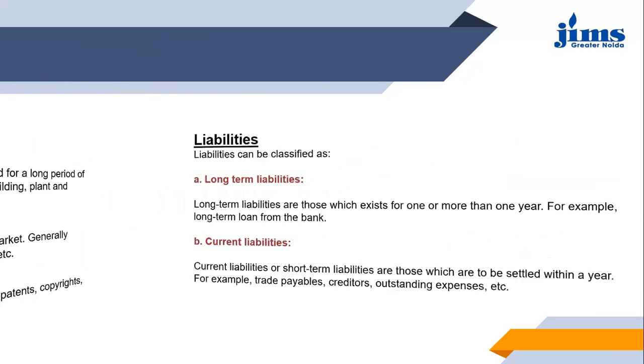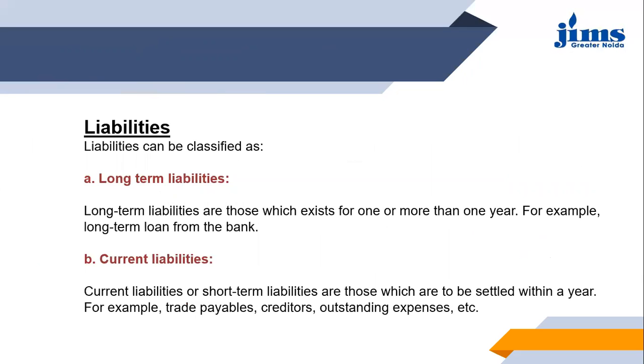Then we'll come to the liability side. Liabilities also have two major bifurcations, because liability we cannot find in an intangible form. So liabilities can be long-term liabilities or short-term liabilities, or call it current liabilities. Long-term liabilities are obviously the ones which are with the business for more than 1 year, a longer period of time, like long-term loans from the bank, etc. And then current liabilities are the ones which the business needs to settle within less than a year, like trade creditors, outstanding expenses, bills payable, etc.